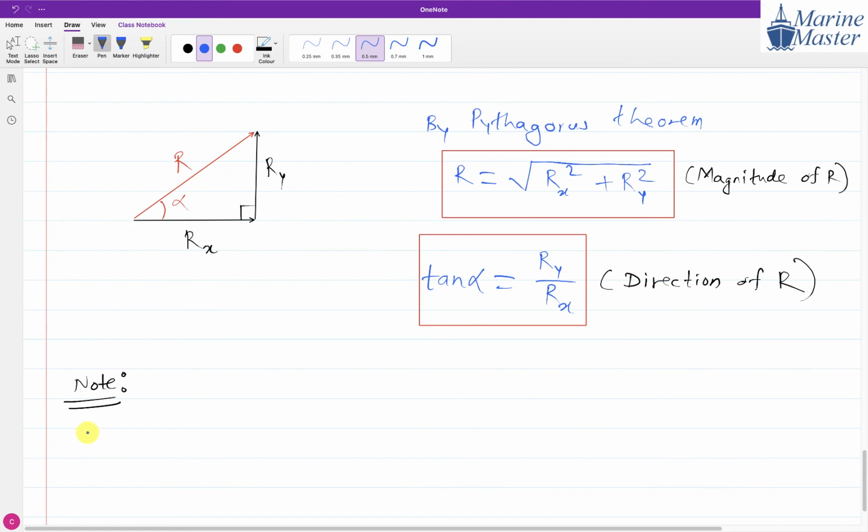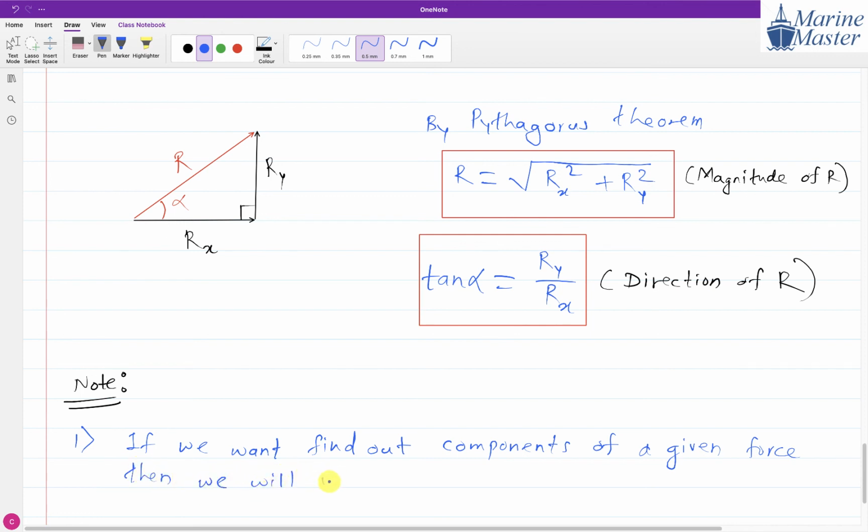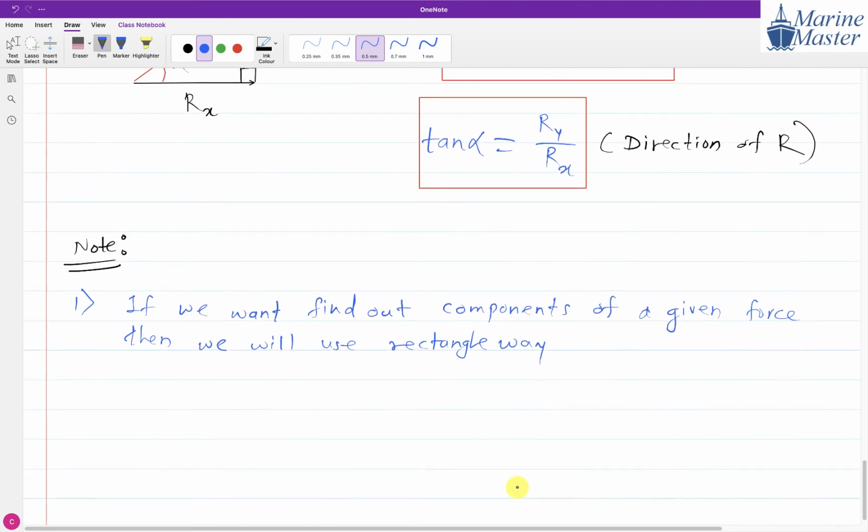Write down this note. What is the note that I want to tell you? If we want to find the components of a given force, then we will use the rectangular method, the rectangle way. You are getting my point?